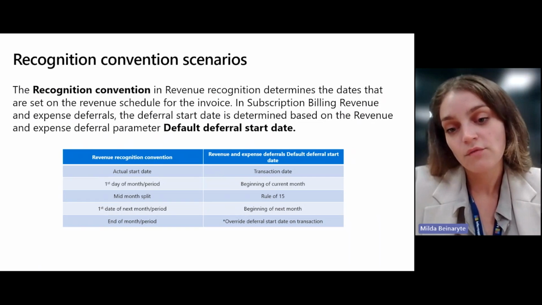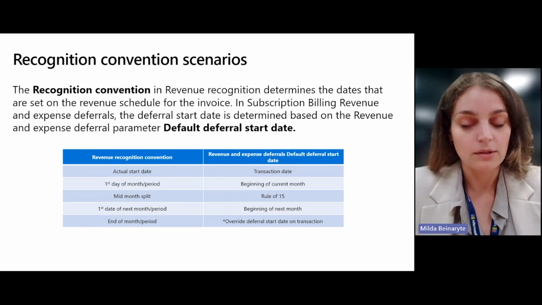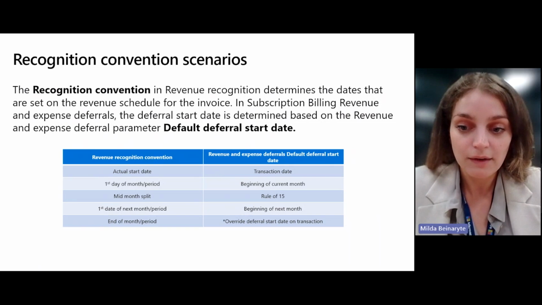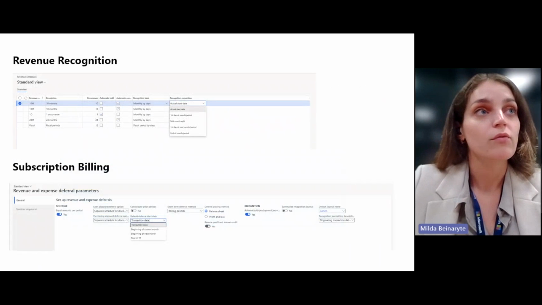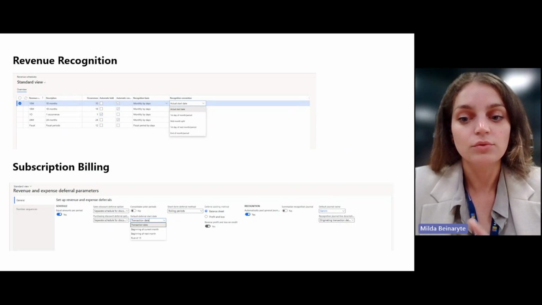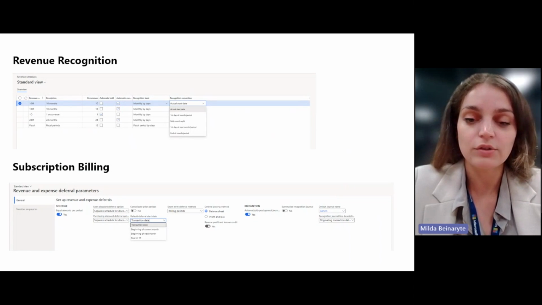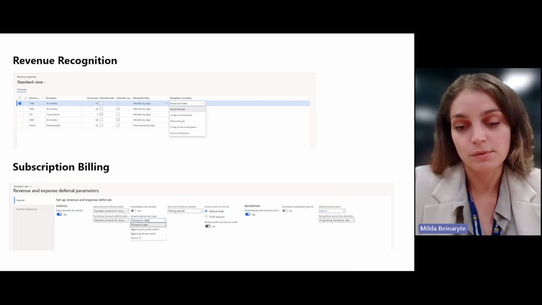Out of all of these configurations, you should check the last one specifically, end of month period, which in subscription billing now requires override deferral start and end date on the transaction. This is how these parameters look on the forms. And in revenue schedule, we have a table to define recognition convention, as you see on the screen on the top. And this is controlled in revenue and expense deferral parameter in subscription billing.